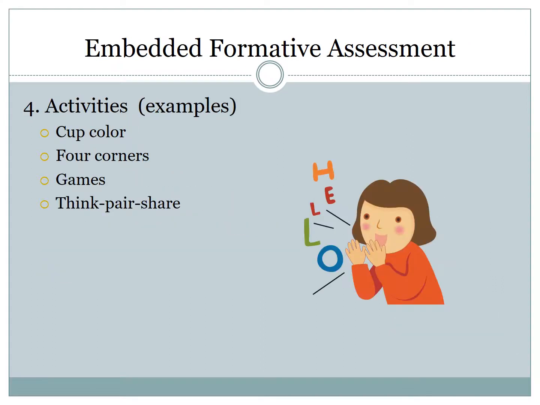Activities can be embedded formative assessments. Cup colors, asking students to keep a red and a green cup on their desk and put the green cup on top when they're with you and put the red cup on top when they have a question. Or some teachers use green, yellow, and red, green meaning I'm okay, yellow meaning slow down a little bit, or red meaning I'm completely lost.